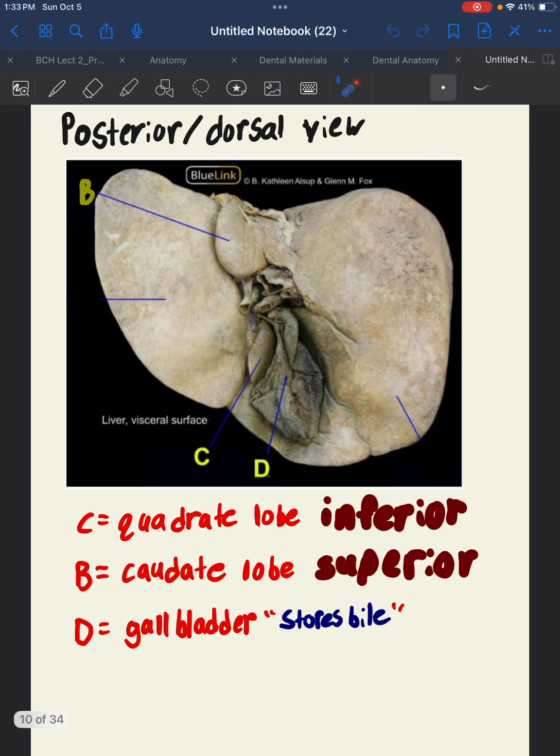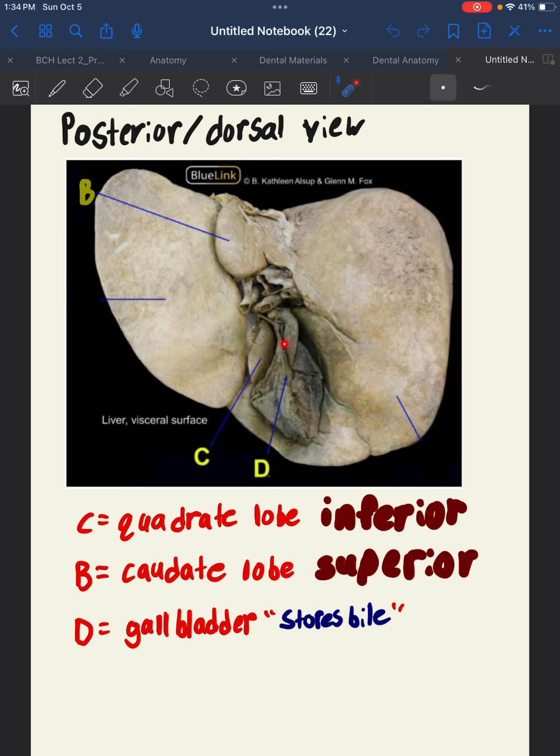Okay, so this is the posterior / dorsal view of the liver. And here's where you're going to find your other 2 lobes. So at the top, you're going to have your actual caudate lobe, labeled as B. And at the bottom, more inferiorly, this little lobe right here is the quadrate lobe.